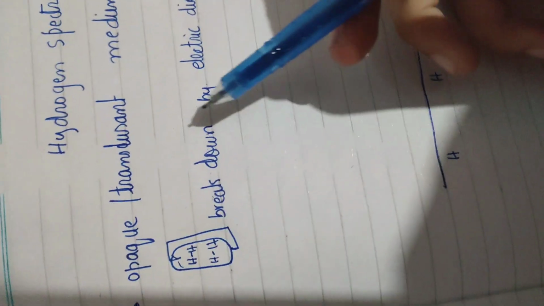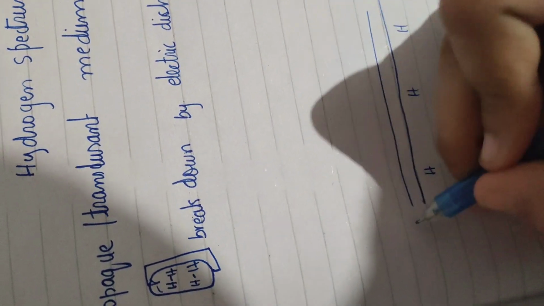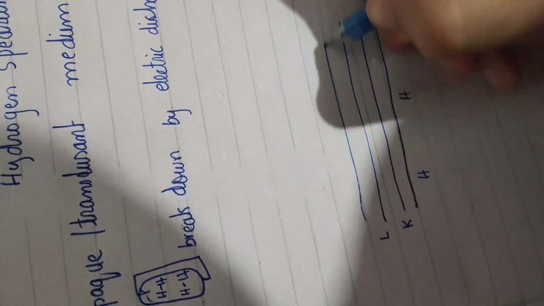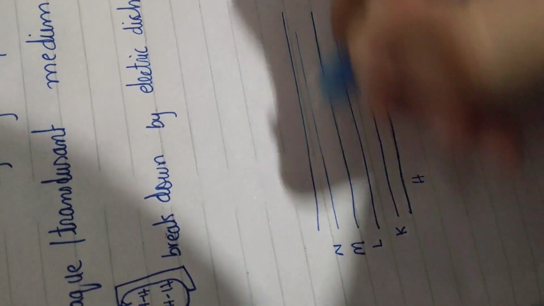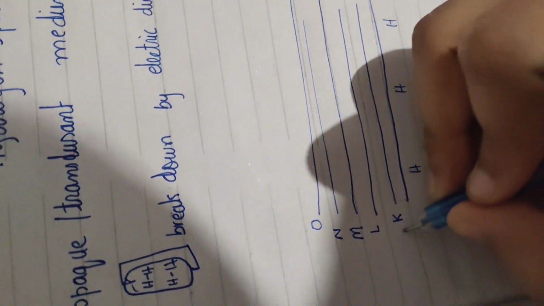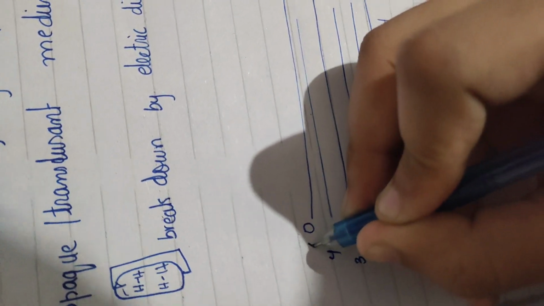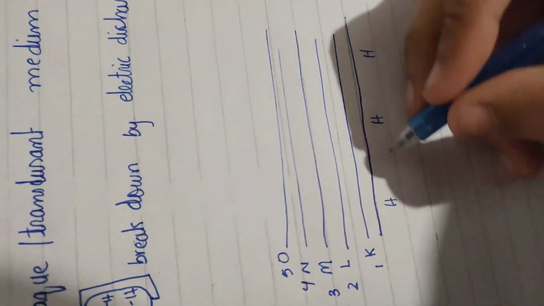So this process was introduced to know about the orbits. First, we know that we have the K orbit, K shell, L, M, N, O. We have 1, 2, 3, 4, 5. I have just made 5.